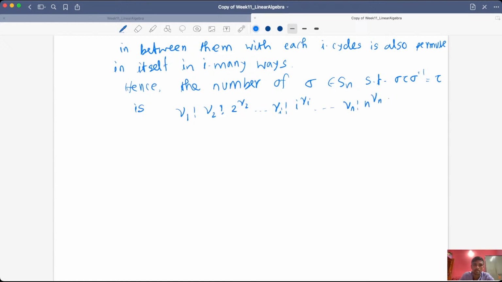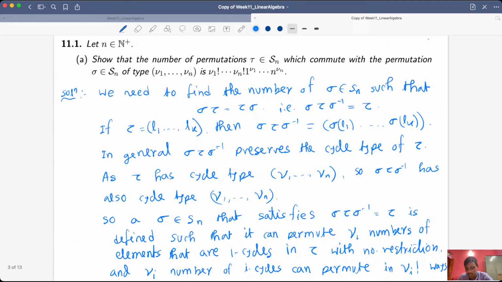Okay, so in the given representation it is nu 1 factorial, nu 2 factorial up to nu n factorial, 1 power nu 1, 2 power nu 2, n power nu n. Okay, so is this clear, or are there any confusions? Okay, so then let me go to the next question.